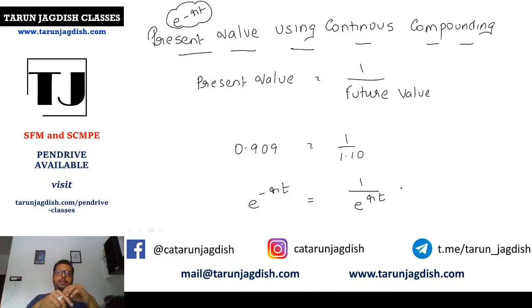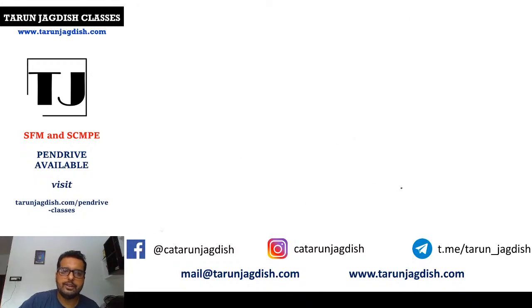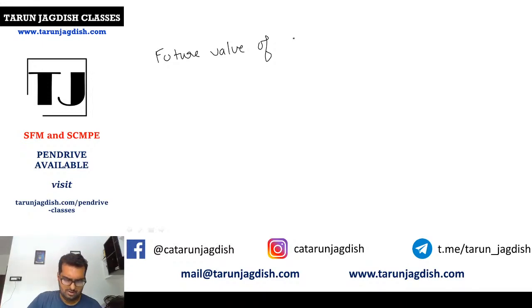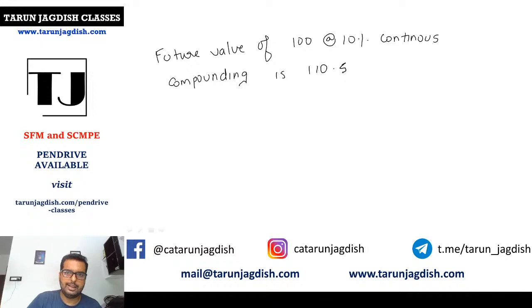Alright friends, if you have put up till here in your books, then I will just explain to you. Earlier I told you the future value of 100 at 10% continuous compounding is 110.51.